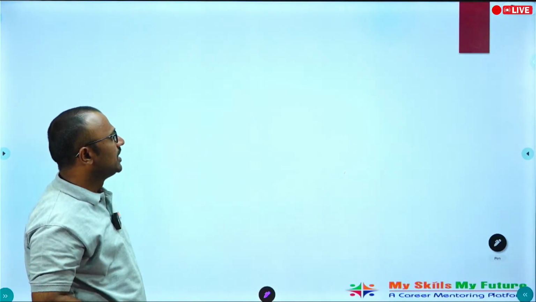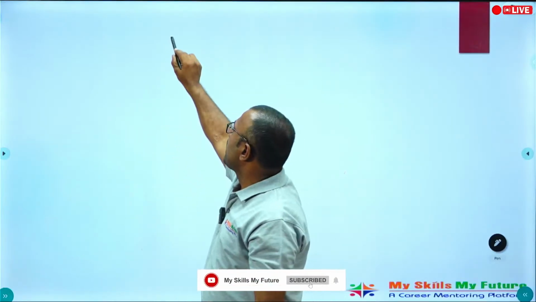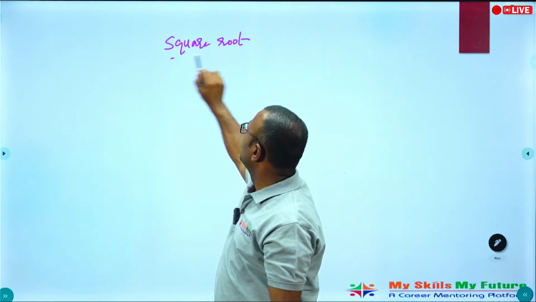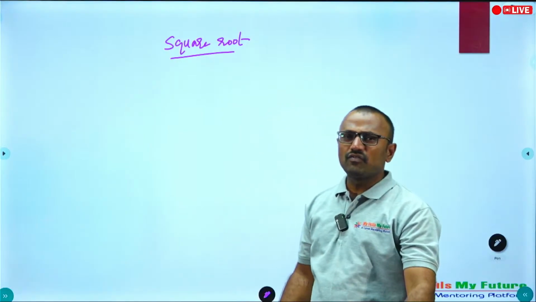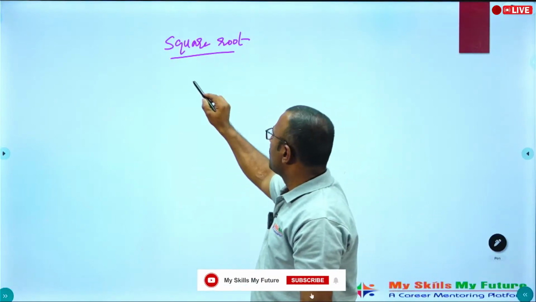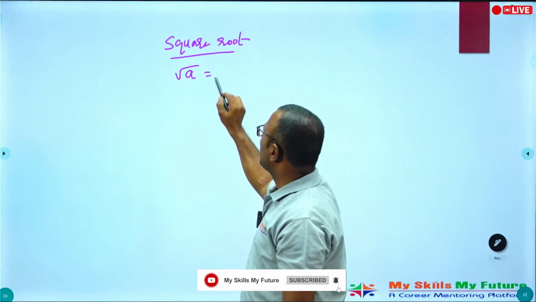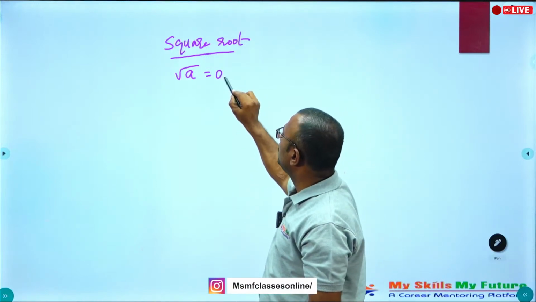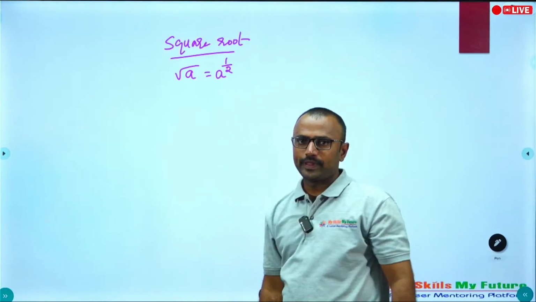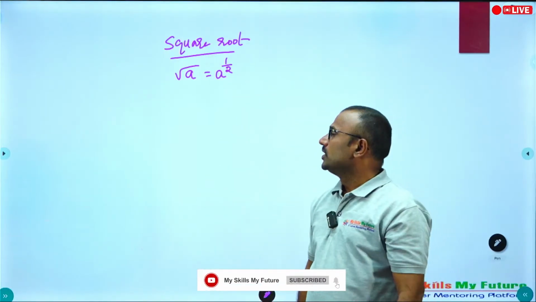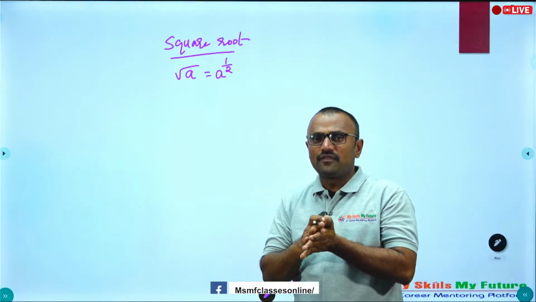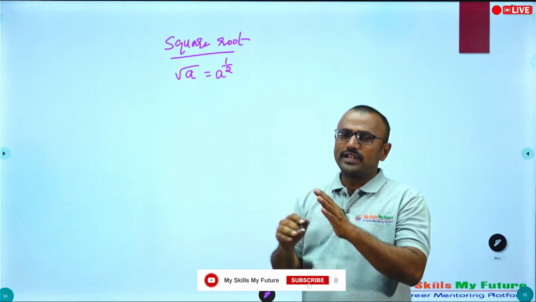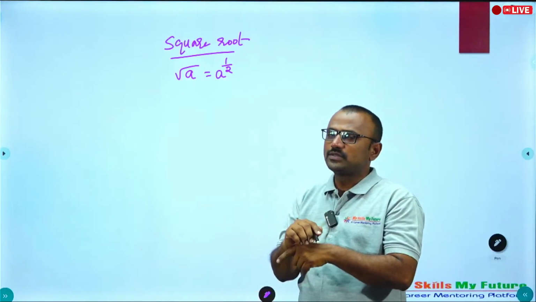Right. So next, how to find square roots? So what is a square root? We have root A. What is the value of root A? Root A is nothing but A to the power 1 by 2. The product of a number by itself is known as square. The square root means its power is 1 by 2.